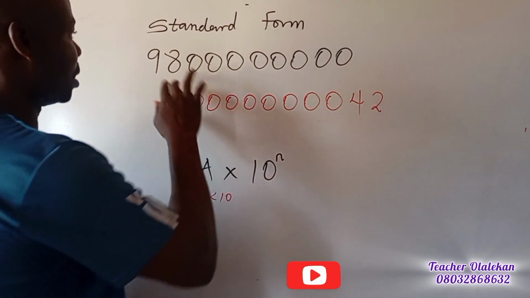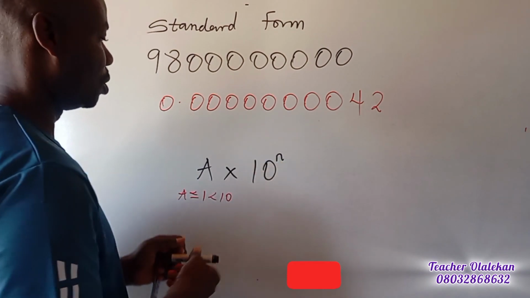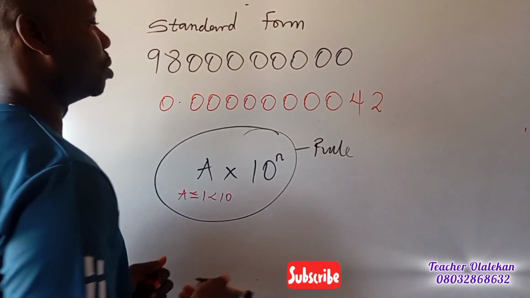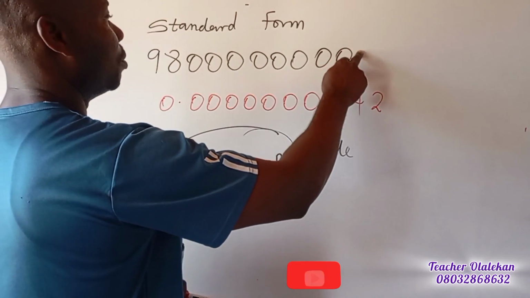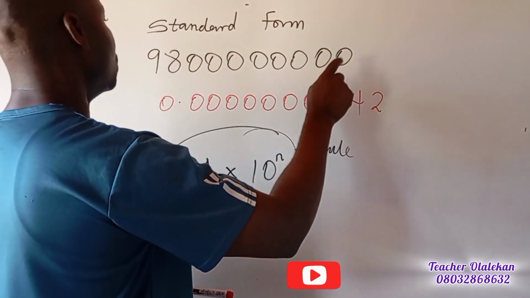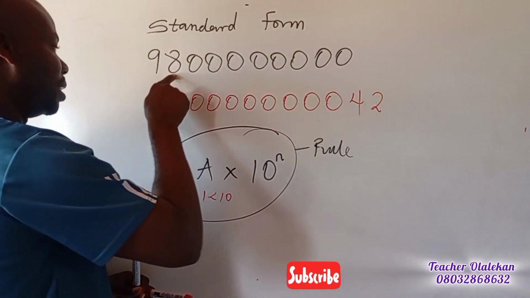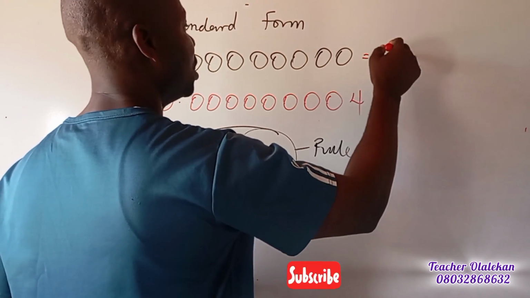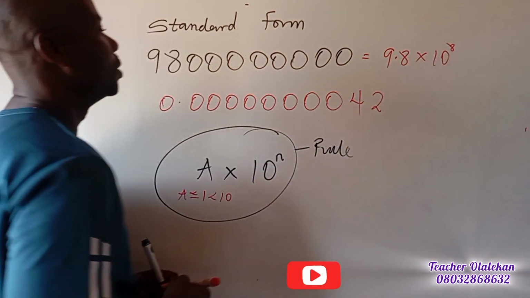So now, how do we write this figure in standard form using this rule, the standard form rule? You count. Every whole number has a point at the end, so you just move the point inward. How many times are we going to move it? 1, 2, 3, 4, 5, 6, 7, 8, 9. So the point will now be here, and in standard form this will be 9.8 times 10 raised to power 8.